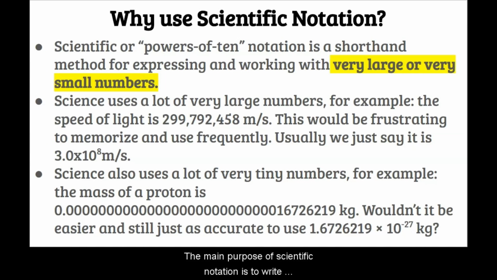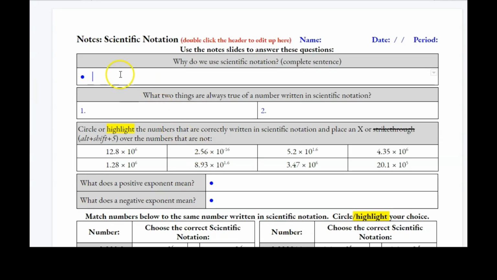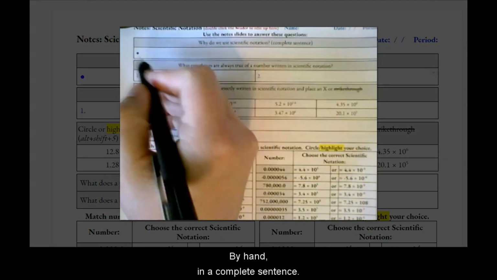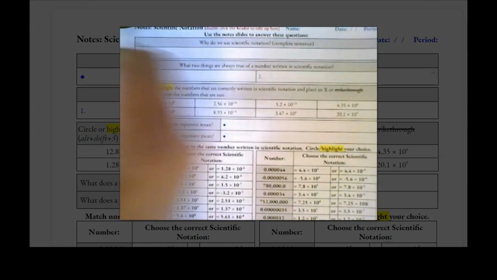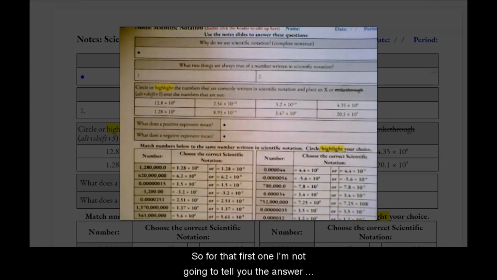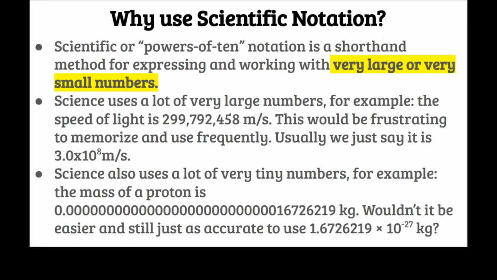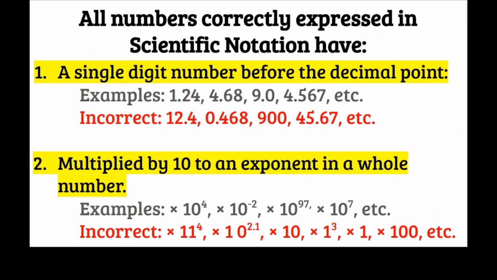And so the main purpose of scientific notation is to write very large numbers or very small numbers so that they are easier to use. So you would write that here in a complete sentence, or you would write that here by hand in a complete sentence. So for that first one, I'm not going to tell you the answer because I already have. Moving on to the next slide.